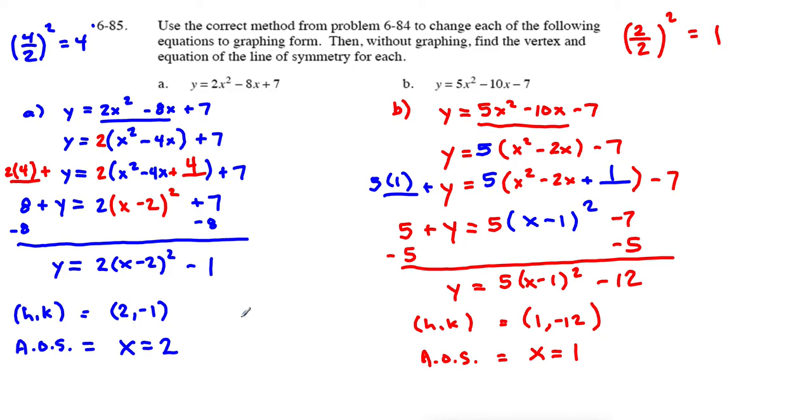All right, so for time's sake, I am going to hold off on actually graphing these all on the calculator. I showed you in the last problem in case you needed to see it here, but I don't want to make this video way too long. So once again, y equals 2 times the quantity of x minus 2 squared minus 1. Y equals 5 times the quantity of x minus 1 squared minus 12. And your vertex points and axis of symmetry for each of these two functions.